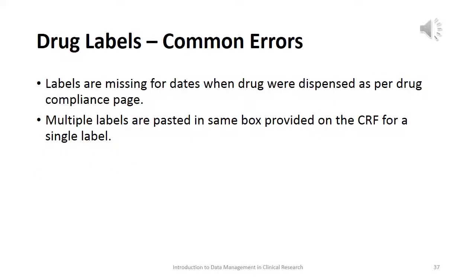Some of the errors that we might discover relative to drug labels: labels might be missing for the dates the drug was dispensed as per the drug compliance page. We might have multiple labels that are pasted in the same box on a CRF where normally a single label would be. These might be some common errors that we would encounter.